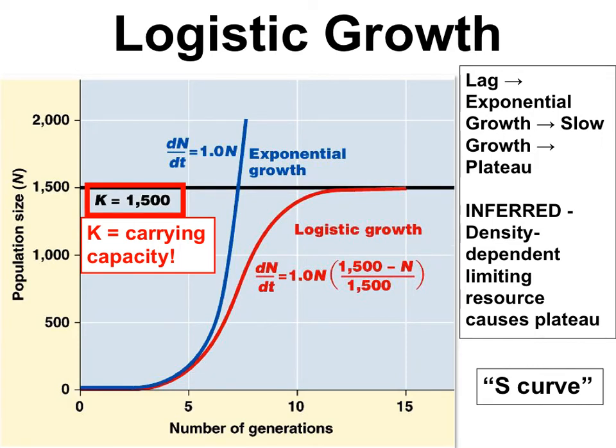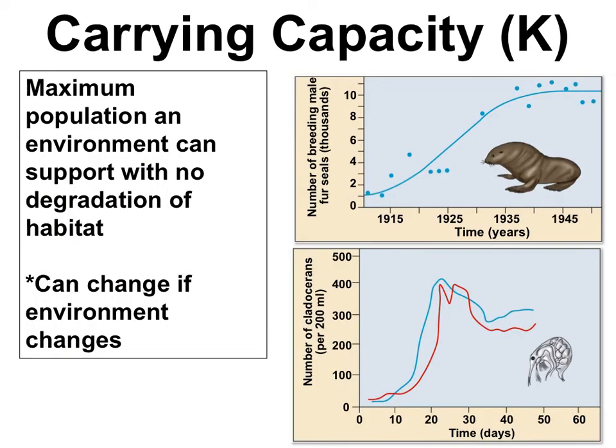When scientists see a logistic growth pattern, they can infer then the population is experiencing a limiting resource. The limiting resource creates competition that causes the population growth to slow and eventually flatten out at the carrying capacity. The idea of carrying capacity is worthy of a closer look. The definition for carrying capacity would be the maximum population an environment can support with no degradation of the habitat.